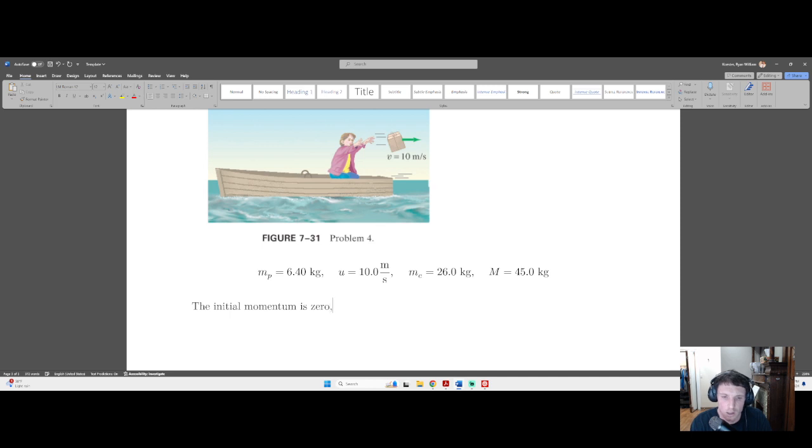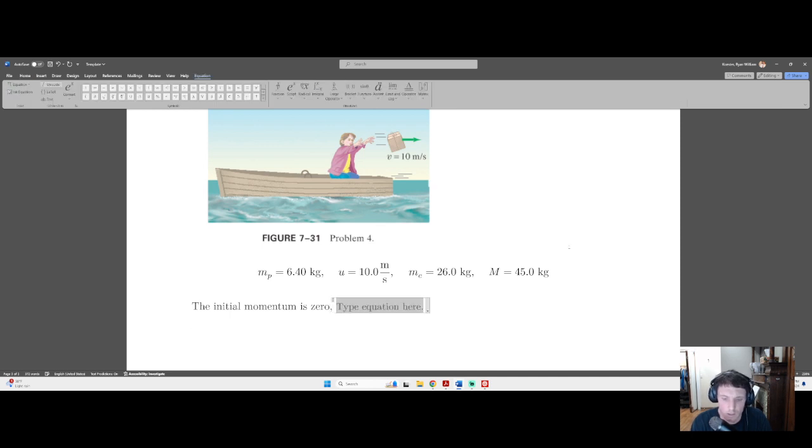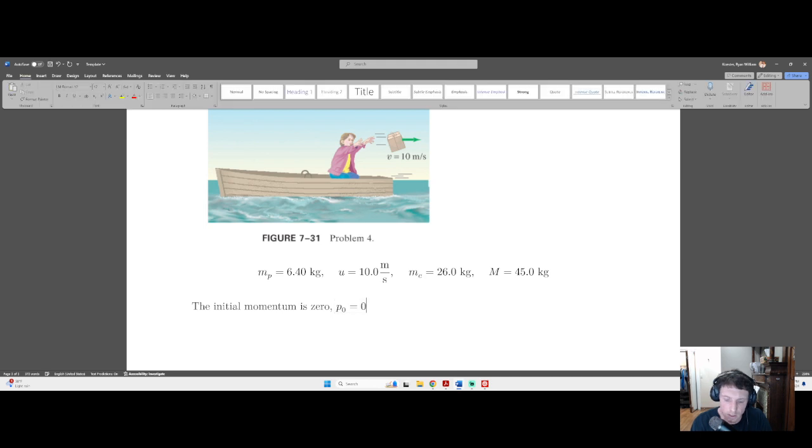Okay, so the initial momentum is 0. I'll just write p initial equals 0. Simple enough, right? Because everything's at rest. This child is just chilling in a boat on the water, not moving. Okay. And so let's look at the momentum after.